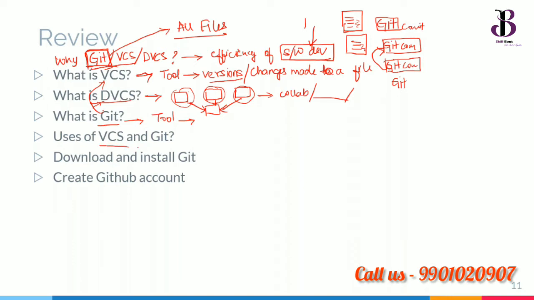Uses of Git, we saw, right? I think here also we discussed now: to keep track of changes, to collaborate with multiple developers, to analyze how the program has developed, right? So there are multiple uses of Git. I think I had asked you to download and install Git.